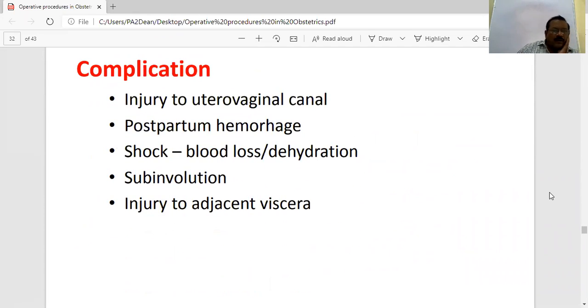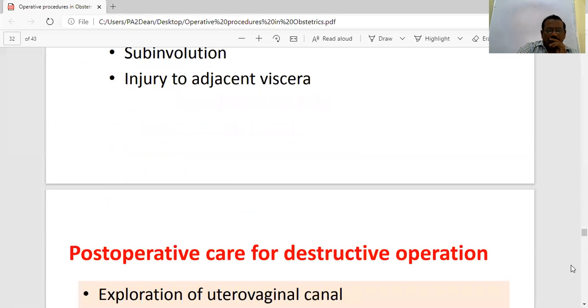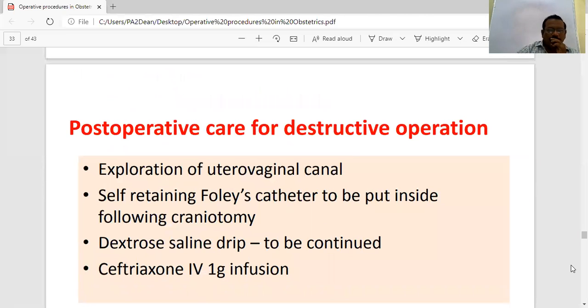The complications of destructive operations are injury to the uterovaginal canal, postpartum hemorrhage, shock due to blood loss and dehydration, subinvolution, and injury to adjacent viscera. These are the complications of cleidotomy and evisceration. Postoperative care: after destructive operations, exploration of the uterovaginal canal, and a self-retaining Foley catheter to be put in following craniotomy. Dextrose saline drip to be continued. Ceftriaxone IV is given to prevent sepsis.